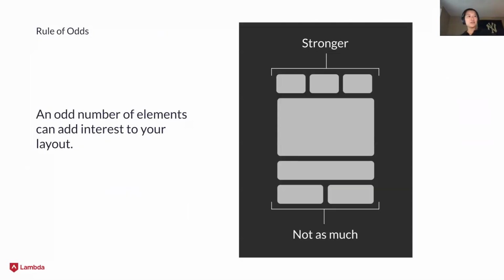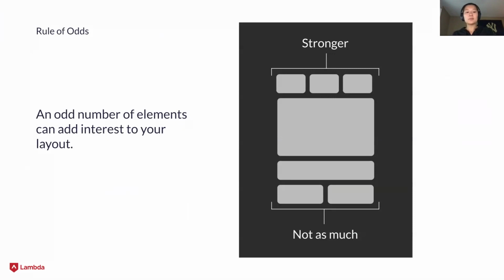All right, so we have the rule of odds, and this is going to tell us that humans actually tend to respond better to odd numbers of elements as opposed to even ones. This is related to symmetry in that even numbers being divisible by 2 are a little more boring than odd numbers. And having an odd number of elements engages the mind a little bit more in comparison to using an even number of elements.